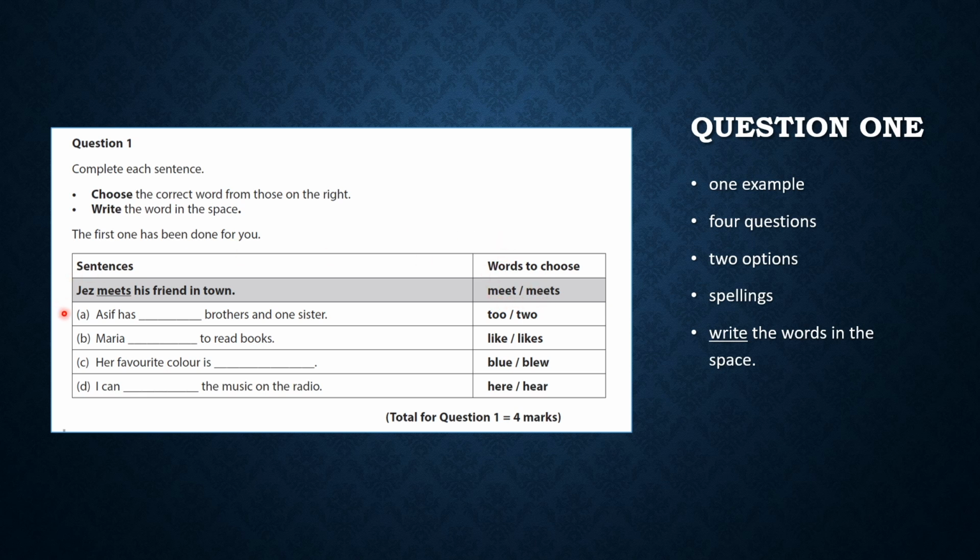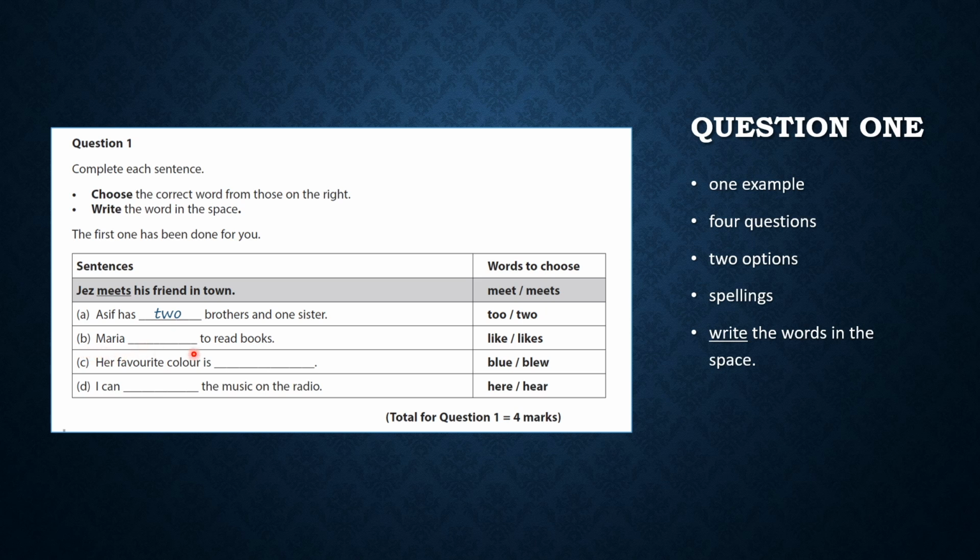So let's look at A. Asif has blank brothers or sisters. The options are the words to choose from: to, two. So homophones. So we have S for brothers and one sister. So we're looking for the number. So it's T-W-O.